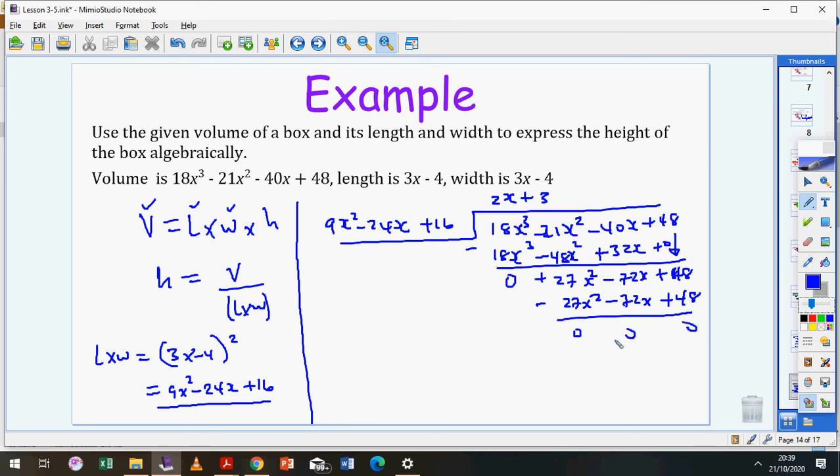So that shows you that what I have at the top has to be the height of this box. So the height of the box is 2x plus 3.